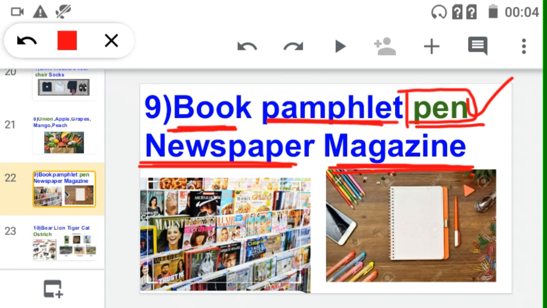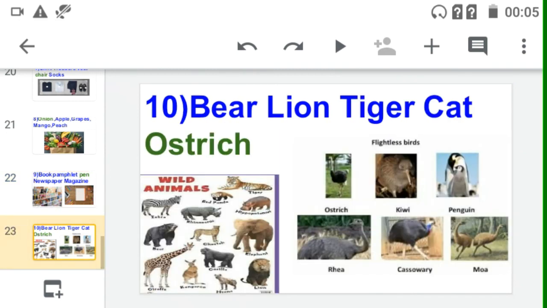When we use a pen, we are writing something like a poem. For writing we use a pen, but for reading we use books, pamphlet, newspaper, magazine. So that's why pen is the odd option. Correct. So when we are writing, that time we are using a pen.